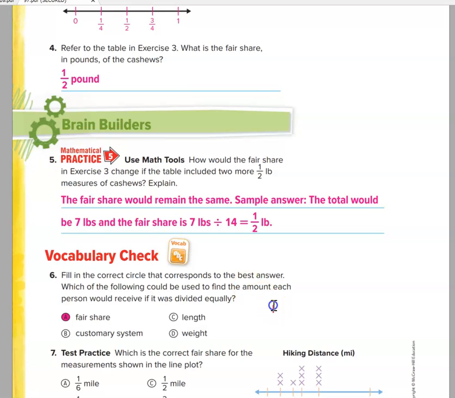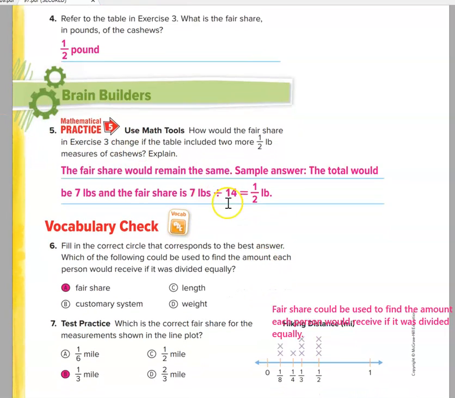All right. A good answer sentence could have been: fair share, and I'll spell it correctly, fair share could be used to find the amount each person would receive if it was divided equally. If you did that as an answer sentence, you rock, boys and girls. That's great. Fair share could be used to find the amount each person would receive if it was divided equally. Excellent. Let's move on down to our final answer here.